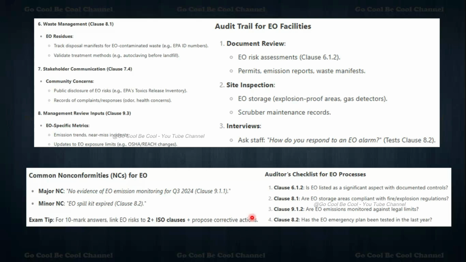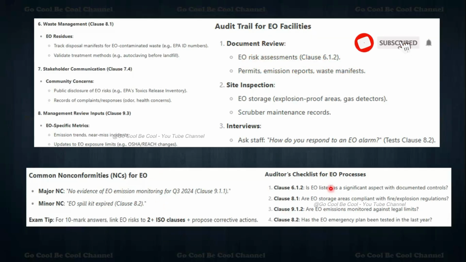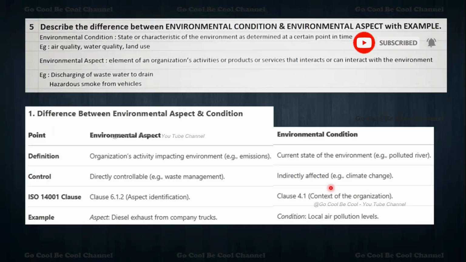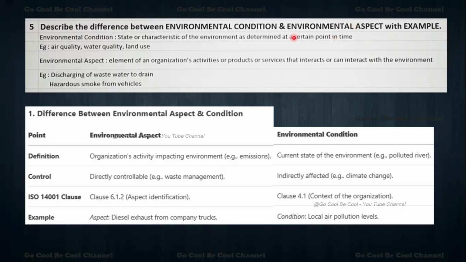I have already told you, many videos are available on how to write the top 20 NCs, that I have also given. So corrective action is also given. Okay, so the auditor's checklist, again we have seen it, because for identifying this, what the checklist is supposed to be there. Okay, my dear friends, moving to the next, the 5th question. Describe the difference between environmental condition and environmental aspect. These questions they generally ask to make you confused.